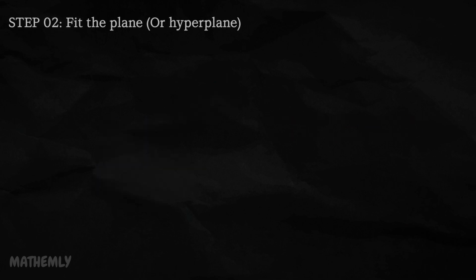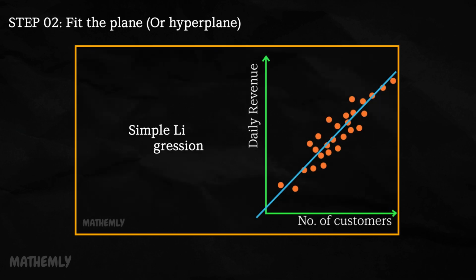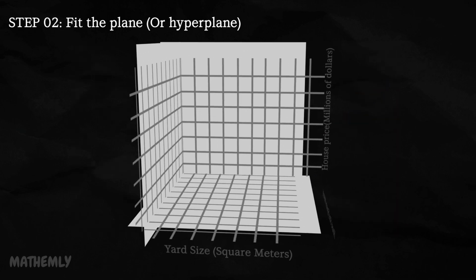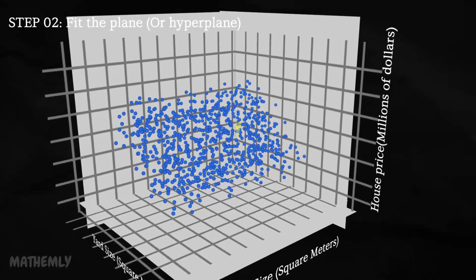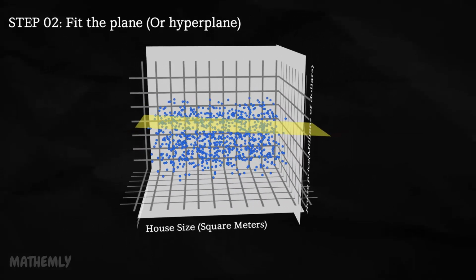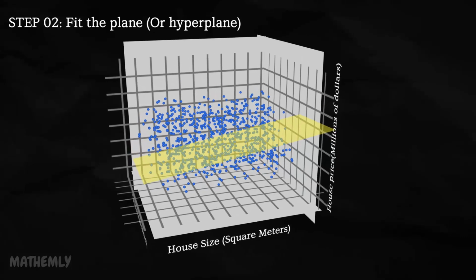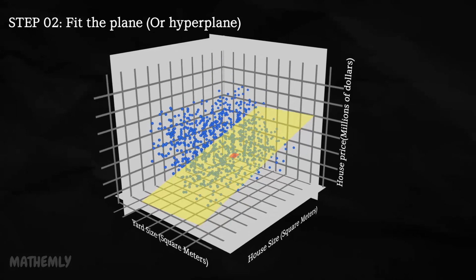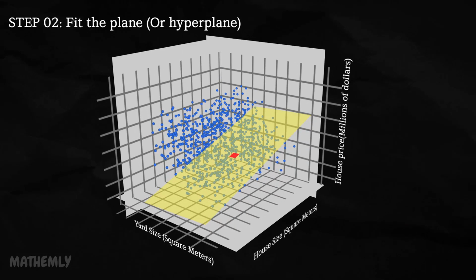Step 2. Fit the plane or hyperplane. In simple linear regression, the relationship between one feature and the target variable is represented by a straight line on a 2D plane. However, in multiple linear regression with multiple features, the relationship becomes more complex. As you can see in this example, with two features, we now fit a plane instead of a line. Each point represents a combination of values for the features, example yard size and house size, and the corresponding house price. The plane minimizes the error just like the line in simple linear regression.